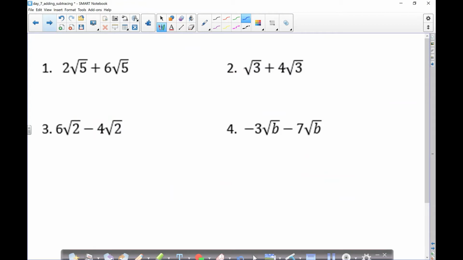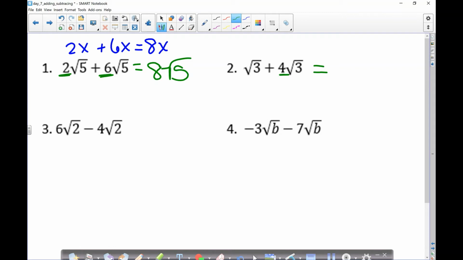So we'll get started. This would be the same thing as having like 2x plus 6x, right? We would add those together and get 8x. So we're going to do the same thing. When we're adding or subtracting radicals, square roots, we are going to add or subtract just the coefficients, so that's going to give us 8, and then we leave the square root alone. If I look at number 2, I'm going to add the coefficients, which are 4 and a 1 that we don't have to write, so that gives us 5 square root of 3.